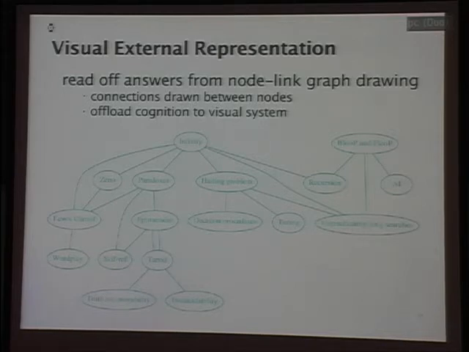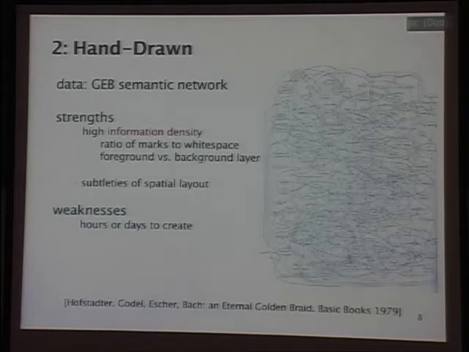Now, what are some ways we can get these pictures? Well, if you're maniacal, as Hofstadter arguably was, you can hand draw your pictures. So this is a page from the book of the semantic network in Gödel, Escher, Bach.